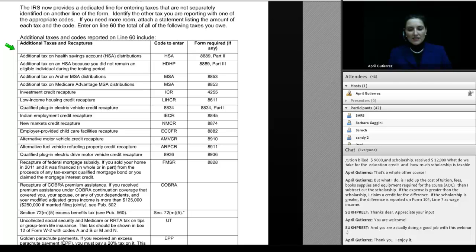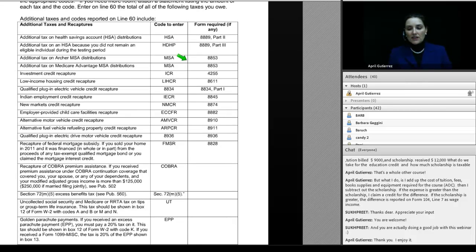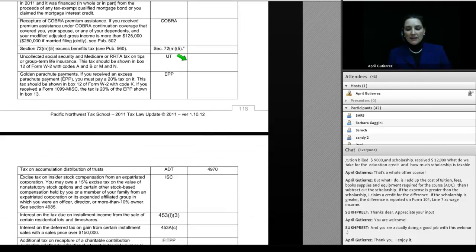And essentially it says this is the additional tax that a person might be required to pay. This is the code that you need to enter on the line, and if any other type of form is required, this is what it is. Fill it out and attach it. And the first example up at the top is the additional tax on healthcare savings accounts, or HSA distributions. The code for that is HSA, and if you're subject to that tax, or if you made a contribution to the plan, you're going to need to complete Form 8889.